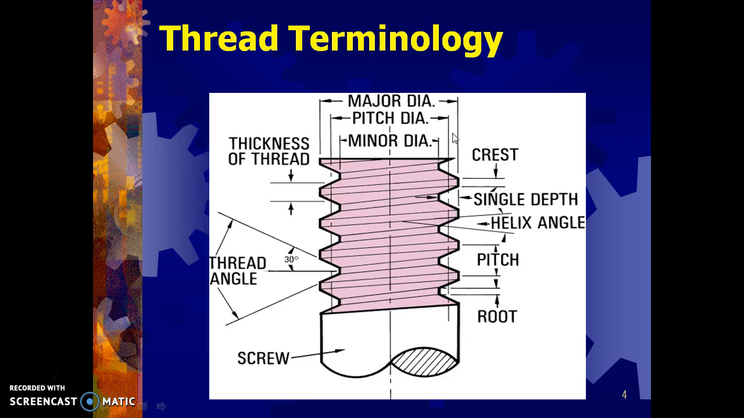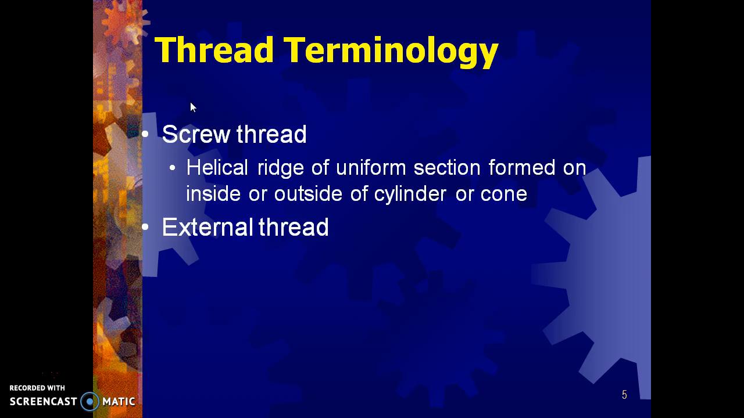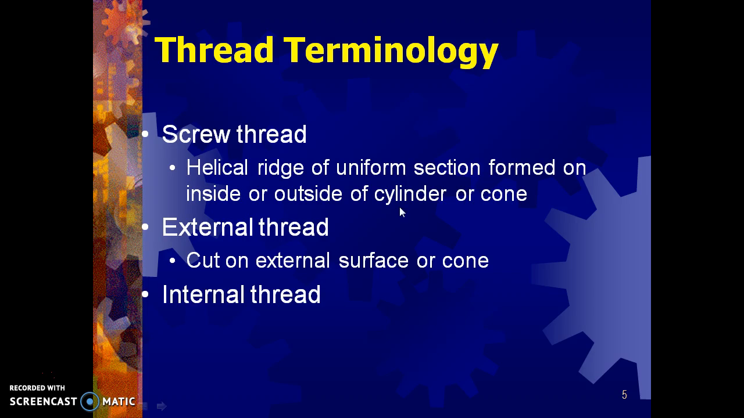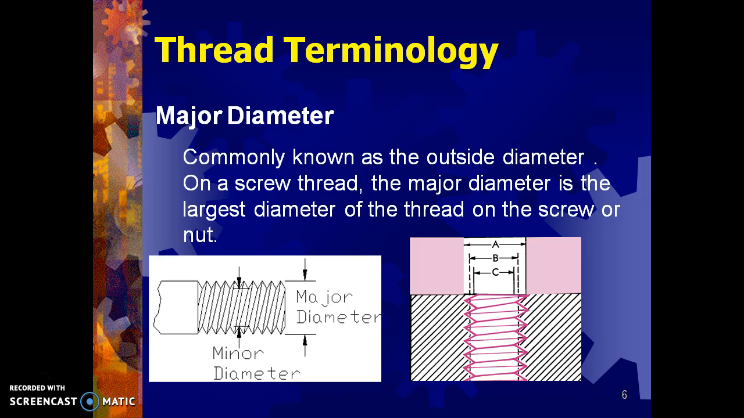Different terminology components are here: major diameter, minor diameter, crest, pitch, root. This is the basic screw component. The angle, when it is 90 degrees, is termed a square thread. Here in this screw thread, basically external and internal, as I mentioned earlier, these are the two basic forms, produced on the inside or outside of the cylinder or cone of a metal, in the case of ferrous and non-ferrous material.